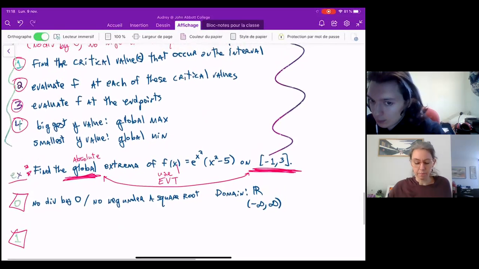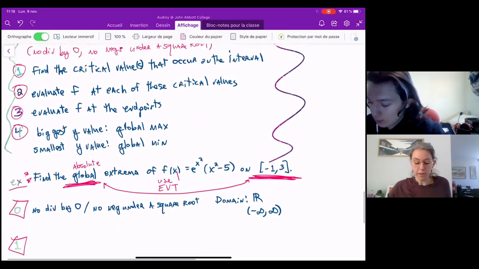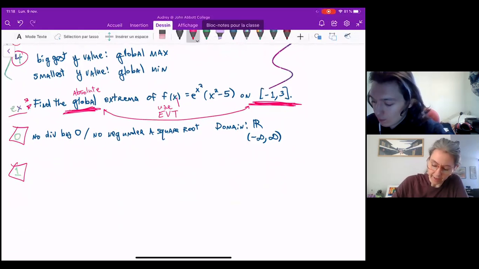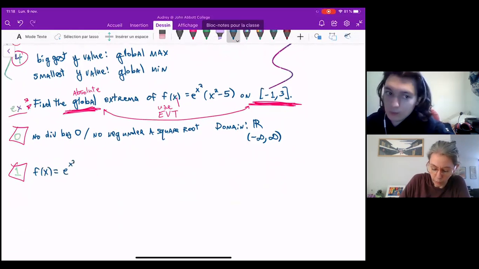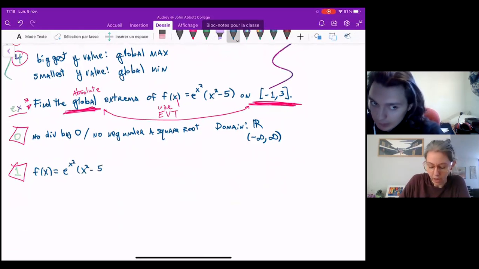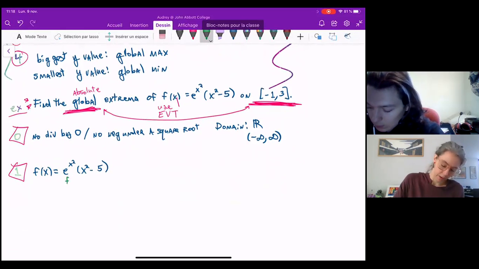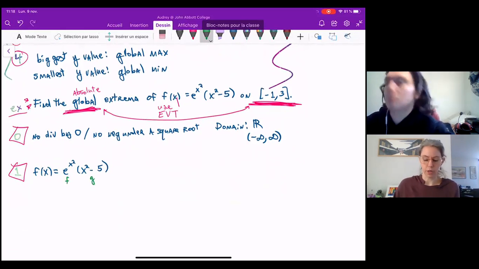Now our next step is step 1, to find the critical values that occur on the interval. So I'm taking my f of x is equal to e to the x squared times x squared minus 5, and I want to do the derivative of that. What rule do I need to do the derivative of this? You got it. I'm doing a product rule here.